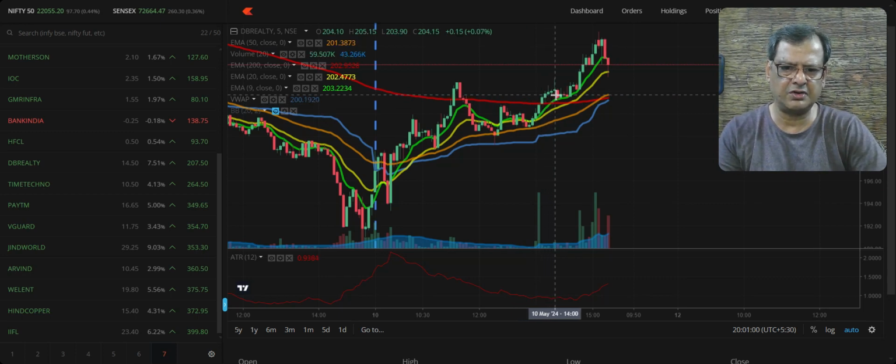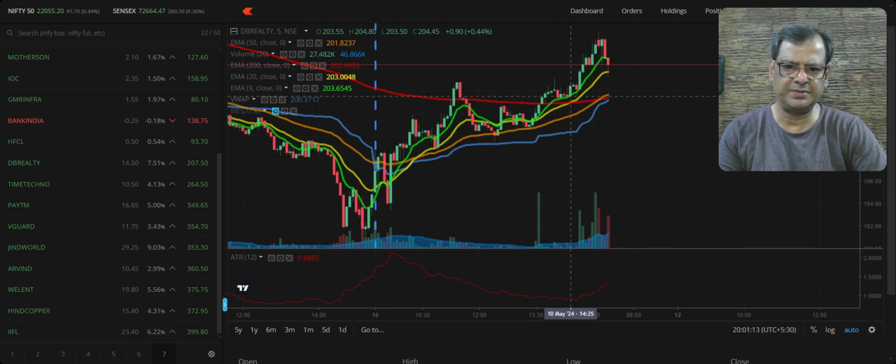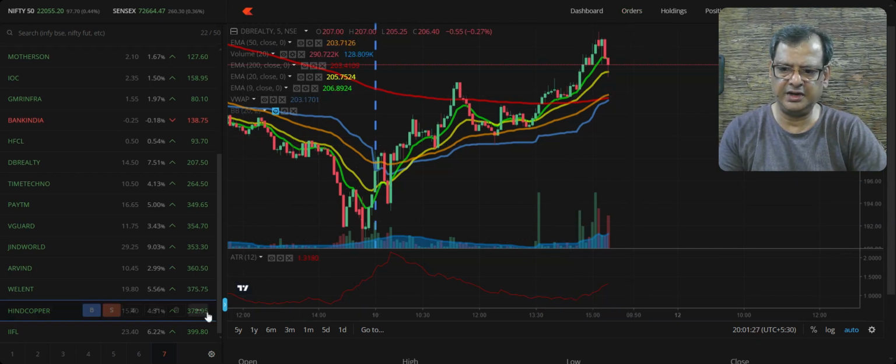And you see a lot of dojis here, selling pressure here, and then again prices come down here. And if you see here, you have a nice candle here, and the percentage is high, but the volume is kind of low. So nothing much to do here. And then you have a retracement back to the EMA.